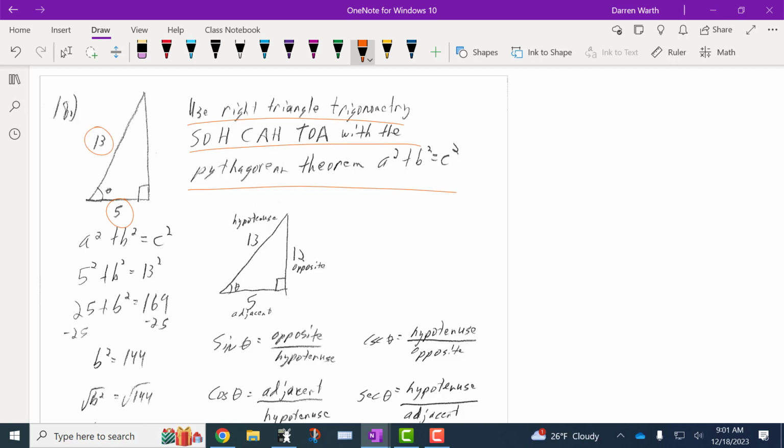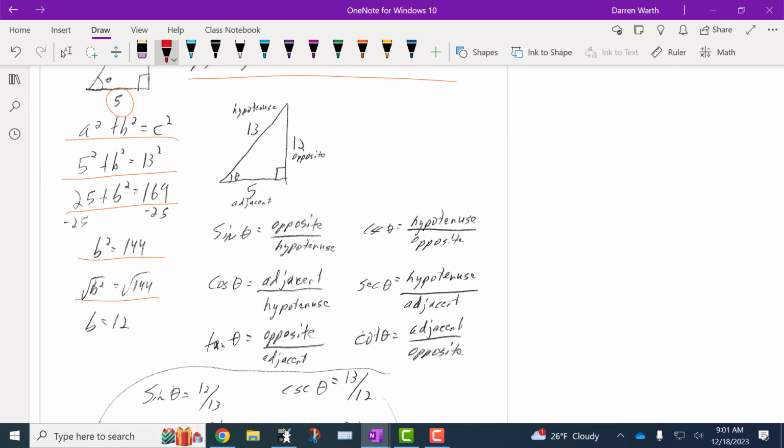I'm going to go ahead and use the Pythagorean theorem, a squared plus b squared equals c squared, so I get 5 squared plus b squared equals 13 squared. 25 plus b squared equals 169. I subtract 25 from both sides, get b squared equals 144. Take the square root of both sides, and I get b equals 12. So now I can go ahead and fill in my triangle. Hypotenuse is 13, opposite is 12, adjacent is 5.